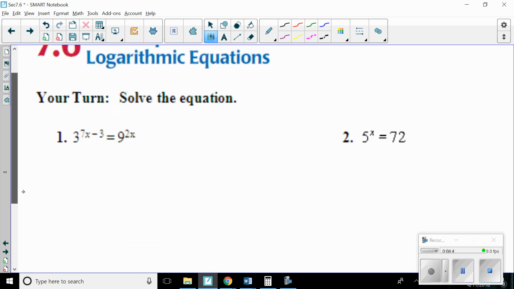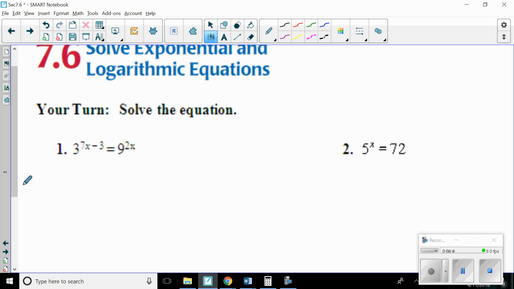All right, try a couple of these on your own. You can pause the video while you work and then unpause for the solution.